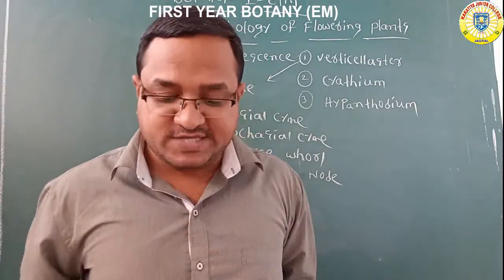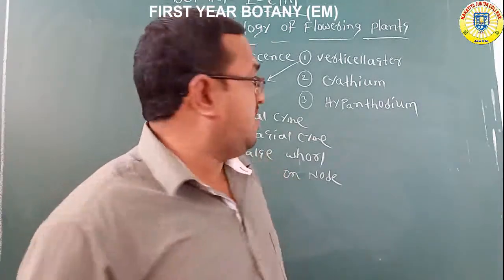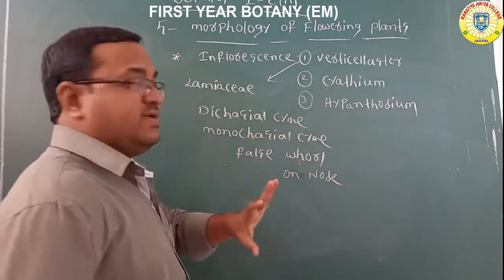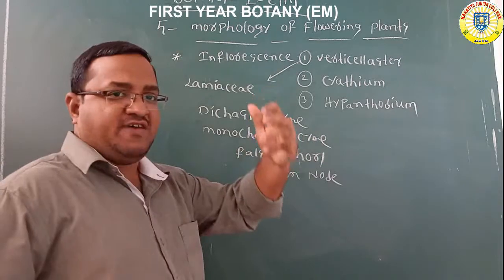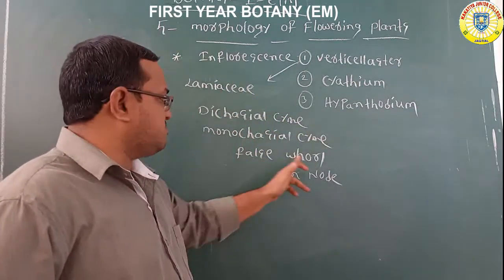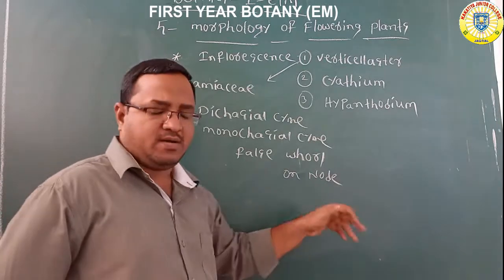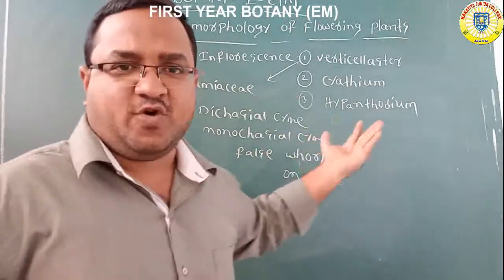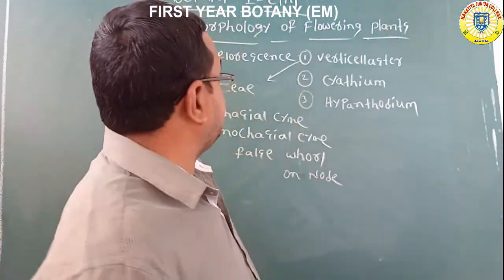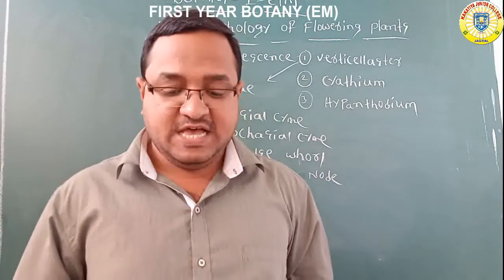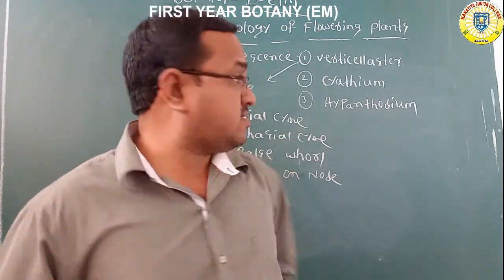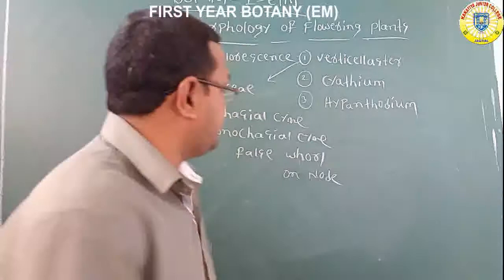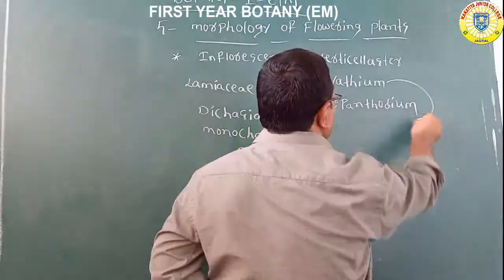So this type of special inflorescence you can see in the Lamiaceae family. The inflorescence begins with dichasial cyme, then turns into monochasial cyme because of the formation of a false layer on the node. So that type of inflorescence is called verticellaster inflorescence. But what is cyathium? What is cyathium inflorescence? Especially you can see it in the family Euphorbiaceae.